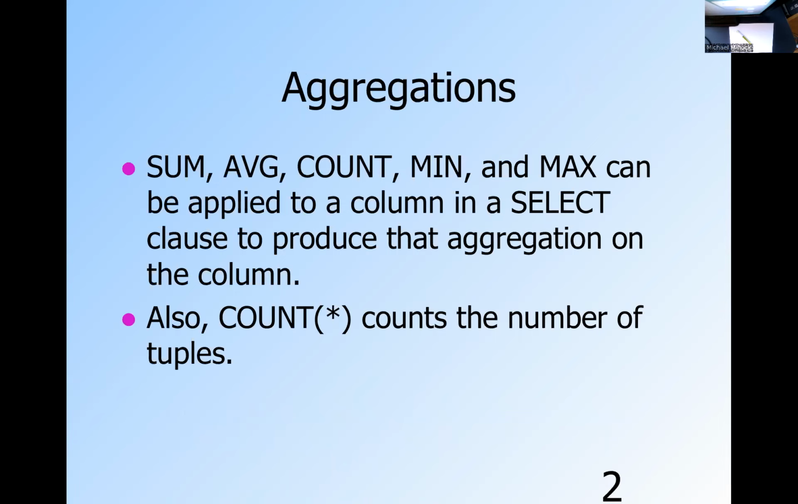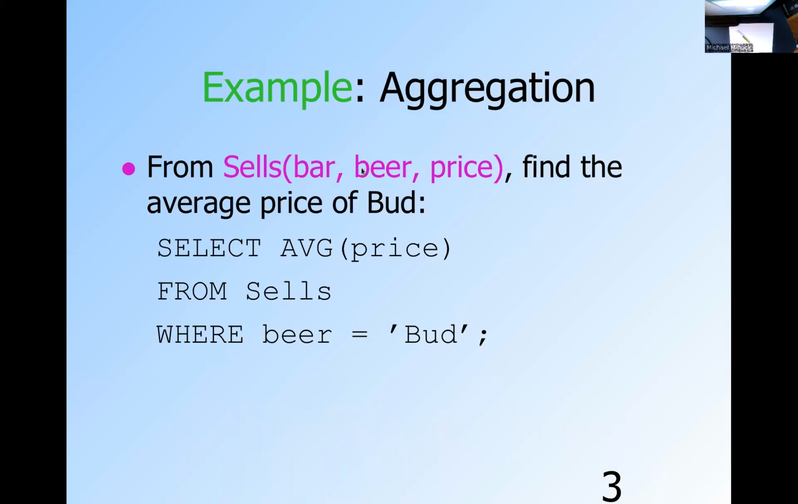So aggregation. We have the aggregate functions, and again, it's like the sum, average, count, min, and max. And then we also have this special one, count star, which just counts the number of tuples coming back. This count here, as opposed to this count here, is going to go over something more specific. This is going to go over what's in a select clause. All right, so we'll see an example of that.